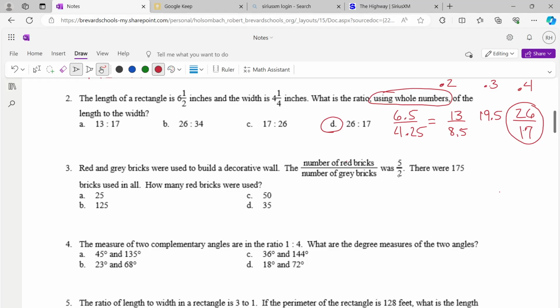If your ratio of red to gray is 5 to 2, we're going to take 5x plus 2x, and we're going to set it equal to 175. We're going to solve for x because x is our multiplier. So 7x equals 175, and then we're going to divide by 7. So 175 divided by 7 is 25. So our x is equal to 25. What that means is if we multiply 5 times 25, it'll tell us how many red bricks there are. If we multiply 2 times 25, it'll tell us how many gray bricks there are. So the question is how many red bricks? So red bricks is going to be 5 times 25, which is 125. So answer choice B.